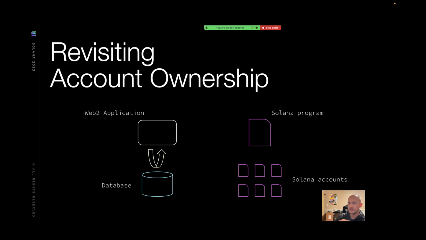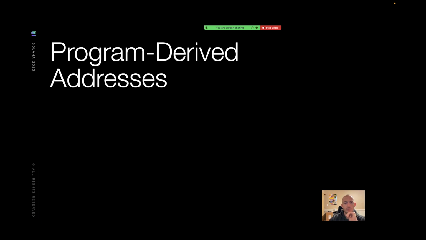But then we get into the concept of what if we need to create many accounts? We need to have some kind of ordering going on or some kind of indexing or relations, similar to how databases work, at least SQL. So that's where the concept of a program derived address comes into play. And this is going to be one of the concepts that trips a lot of people up when they're onboarding to Solana.